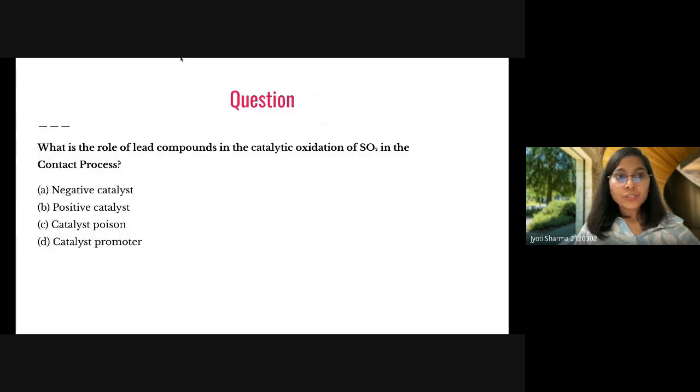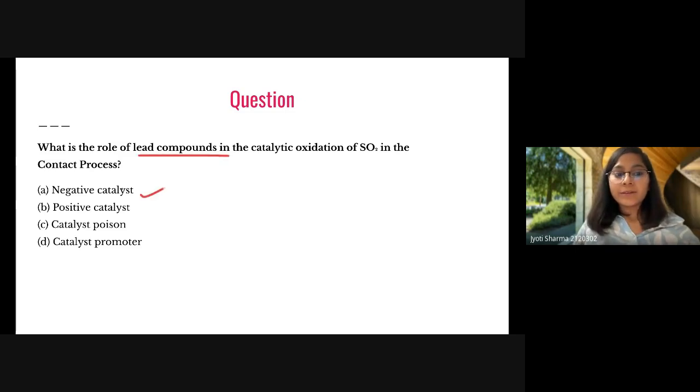Next, coming to the next question. What is the role of lead compound in the catalytic oxidation of SO2 in the contact process? As I told you, what do you mean by this contact process? This is for the formation of sulfuric acid. And if we want to form sulfuric acid, we need to have the oxidation of SO2. Okay, and for that catalytic oxidation, we need some catalyst, that will increase the rate of the reaction, that will take less time to form H2SO4. So what is the role of lead compound?